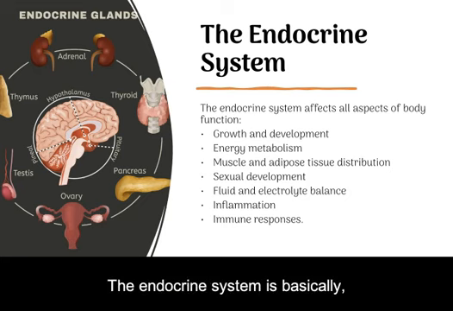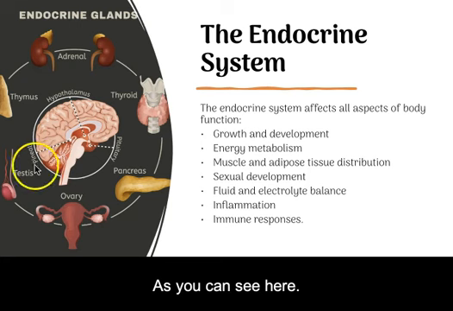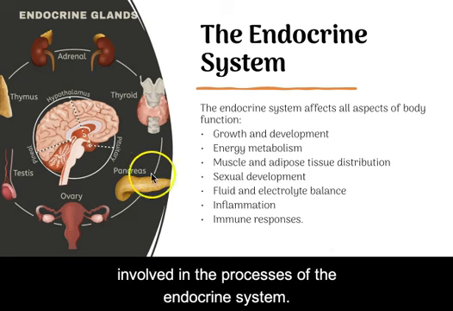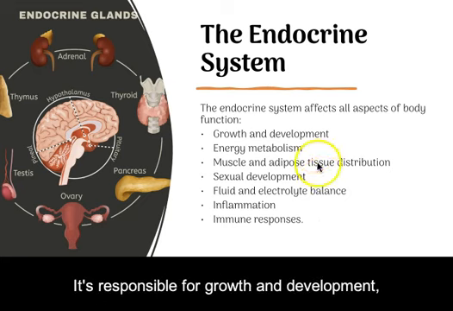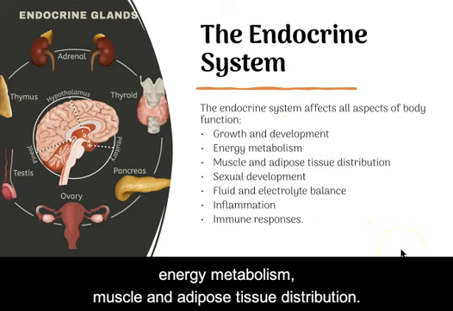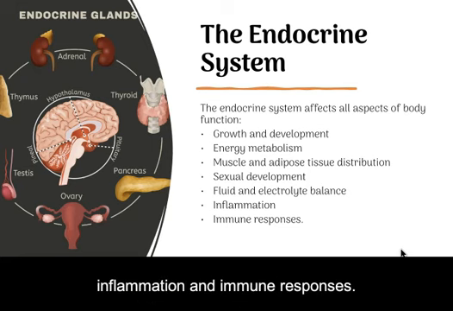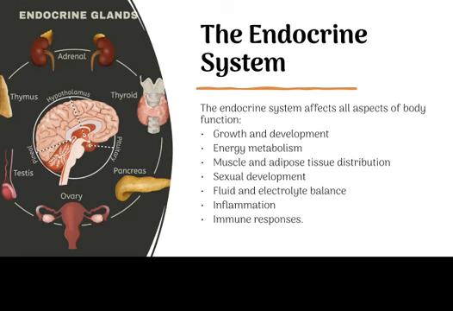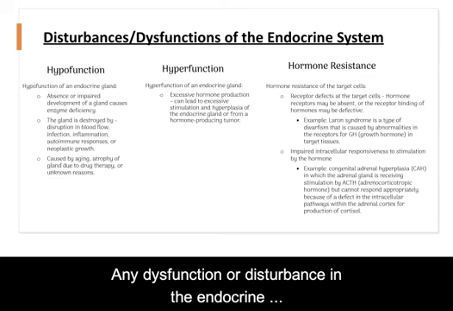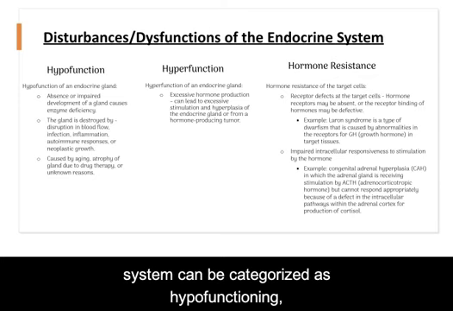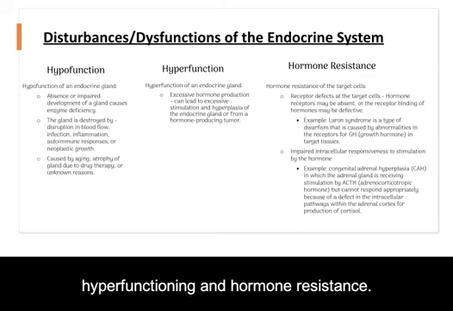The endocrine system affects all aspects of your body. As you can see here, there are a lot of glands involved in the processes of the endocrine system. It's responsible for growth and development, energy metabolism, muscle and adipose tissue distribution, sexual development, fluid and electrolyte balance, inflammation, and immune responses. Any dysfunction or disturbance in the endocrine system can be categorized as hypofunctioning, hyperfunctioning, and hormone resistance.